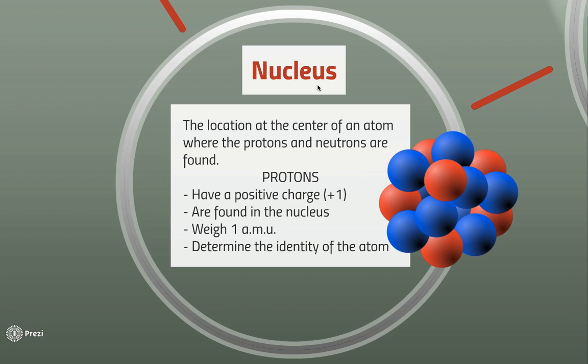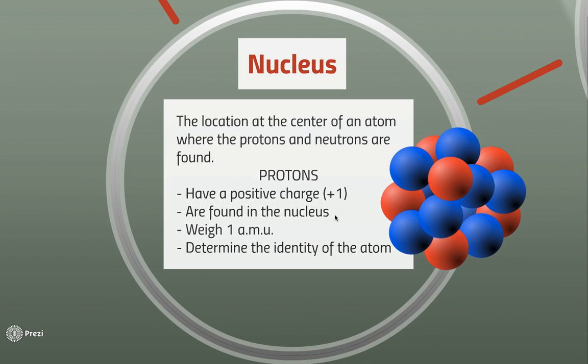Okay, let's do a couple more things and then we're going to stop for today and we'll continue and finish up tomorrow. In the nucleus, you know that it contains both the protons and the neutrons. It's located in the center of the atom. This should really be kind of a review. Protons have a positive charge of one positive electrostatic charge. They're found in the nucleus. They weigh 1 atomic mass unit, and they determine the identity of the atom. Okay, so those are all things that we have kind of talked about already.